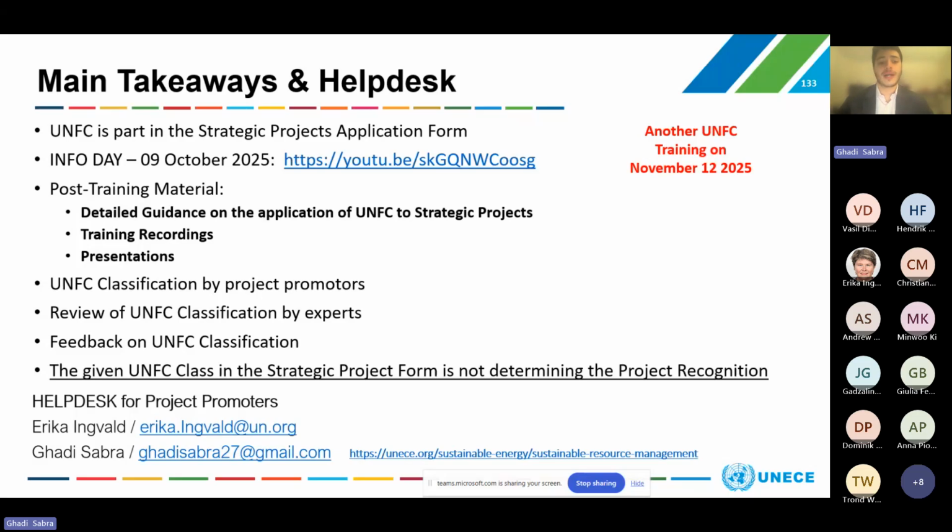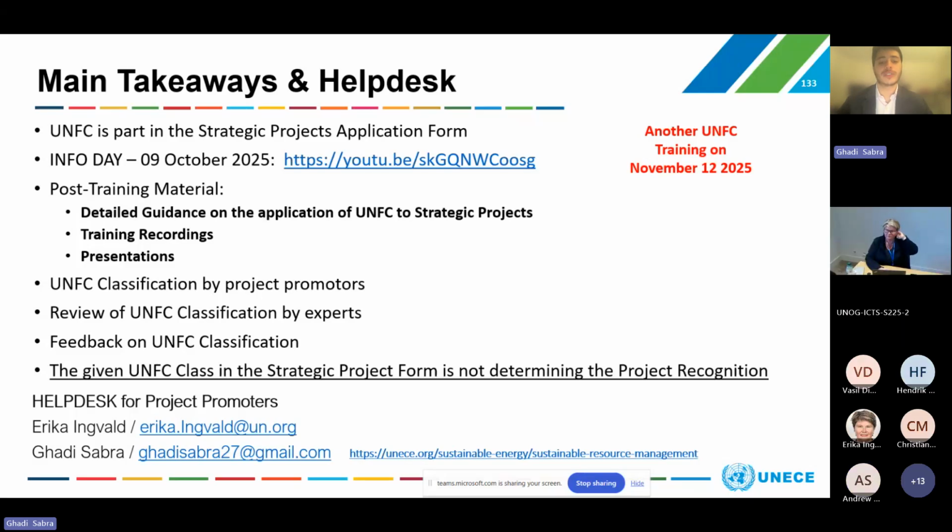With that, I also want to mention again that there is a help desk for project promoters. Please do contact me or Erica for any UNFC-related inquiries or concerns you have on your strategic project proposals.